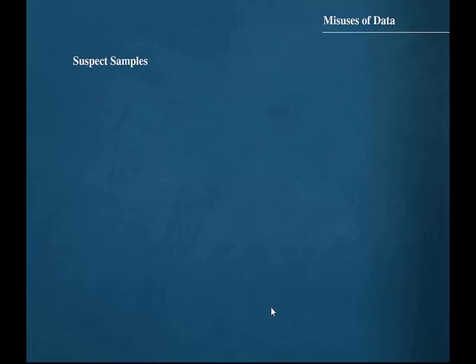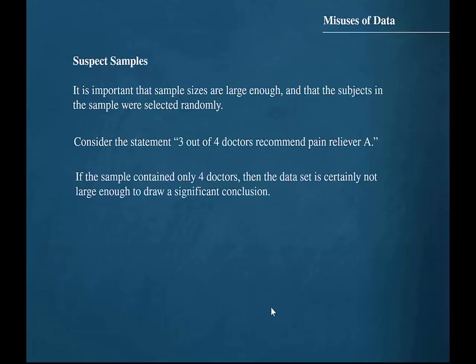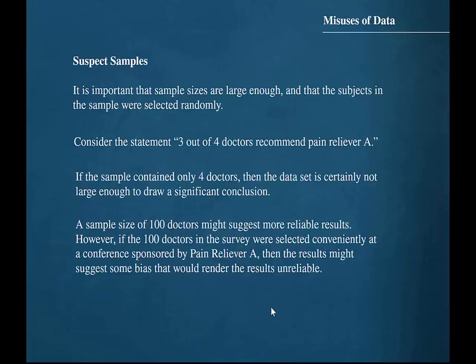First, let's look at suspect samples. It is important that sample sizes are large enough and that the subjects in the sample were selected randomly. Consider the statement, "3 out of 4 doctors recommend pain reliever A." If the sample contained only 4 doctors, then the data set is certainly not large enough to draw a significant conclusion. A sample of 100 doctors might suggest more reliable results.